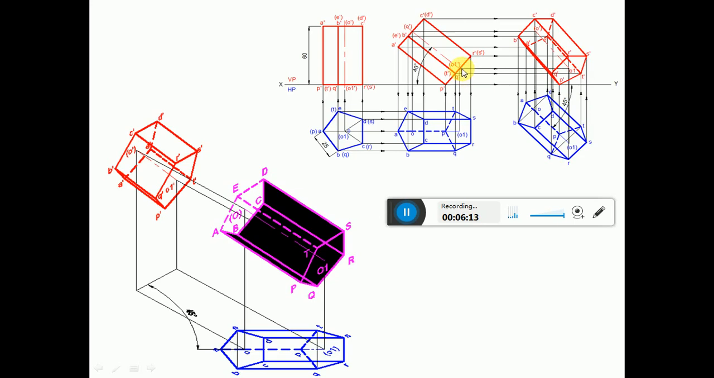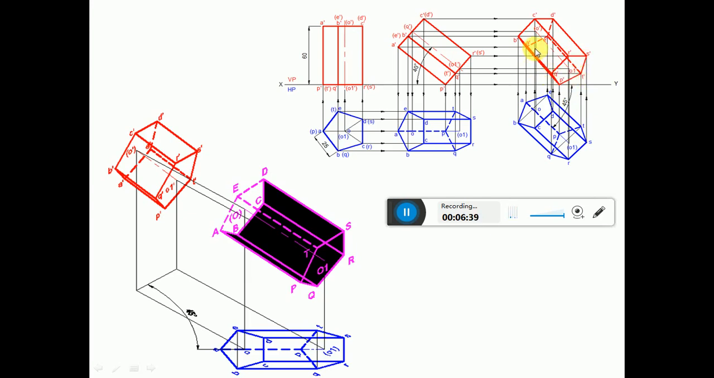And draw a horizontal projector from O1 dash and draw a vertical projector from O1 to intersect at O1 dash. Similarly, draw a horizontal projector from R dash, S dash and draw a vertical projector from R to intersect at R dash and also from S to intersect at S dash. Then name them P dash, Q dash, R dash, S dash and T dash and O1 dash here.